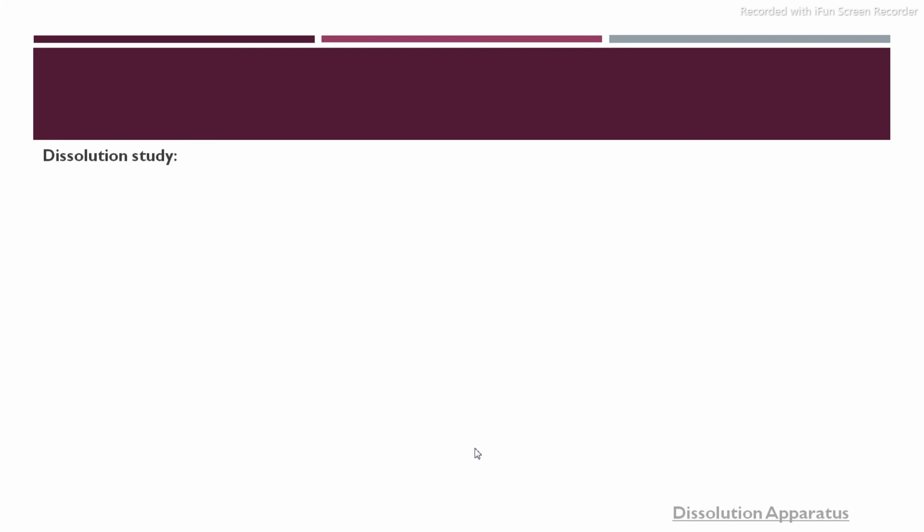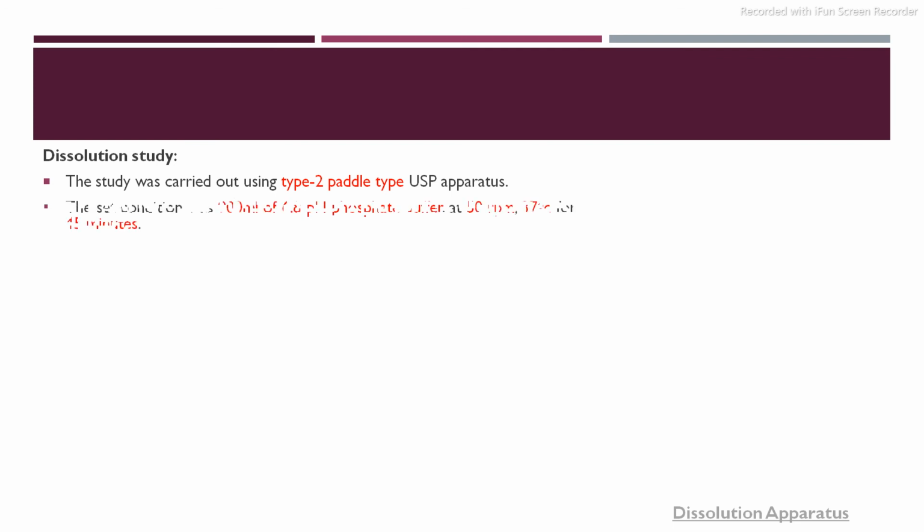Next evaluation parameter is the dissolution study. The study was carried out using USP type 2 paddle apparatus. According to USP, the dissolution apparatus is paddle type, and the type 1 apparatus is basket type. Set the condition, add 900 ml of dissolution medium, that is 6.8 phosphate buffer.